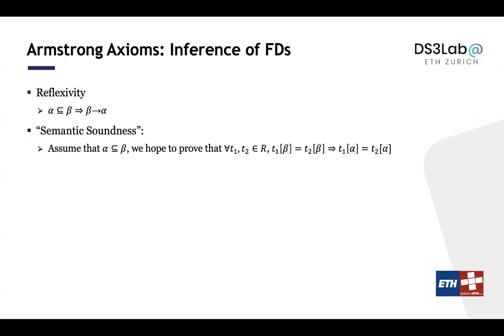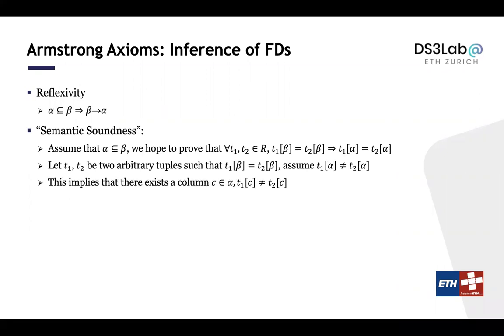So let's assume you have two subsets of attributes, alpha and beta. Essentially, we hope to prove that if you give me two tuples, T1 and T2, in any relation instance R, if they match on beta, they also match on alpha. That is something that we want to prove. And as you can see, you can always prove that no matter what R you have. So let's say T1 and T2 are two arbitrary tuples such that they match on beta. Now we can prove by contradiction. Let's assume they do not match on alpha.